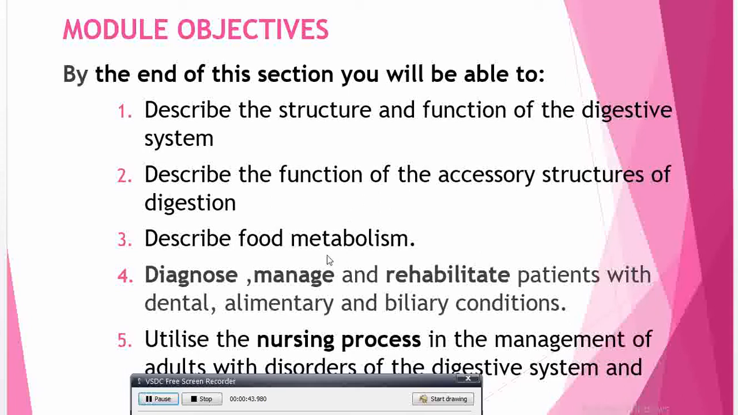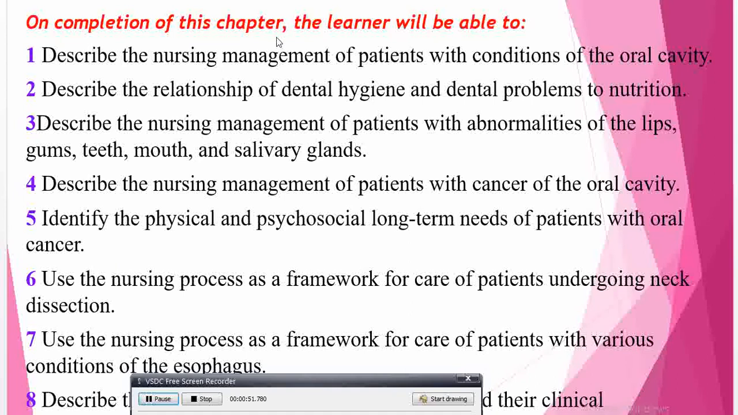Now, we are also going to be in a position to utilize the nursing process in the management of adults with disorders of the digestive system. On completion of this chapter, this is the objective that a learner is supposed to achieve. Describe the nursing management of patients with conditions of the oral cavity. And you really need to know that when I say nursing management, it comprises smaller elements, like planning and the rest. We're going to check on how we're going to view that.